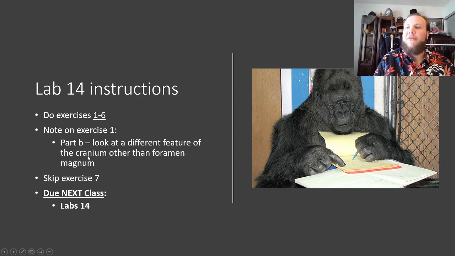Okay, so for this week, we have Lab 14. Do exercises 1 through 6, skip exercise 7, and on part B for exercise 1, look at a different feature than the foramen magnum. This will cover how to look at bipedalism in different animals, so use one of the other traits we talked about instead of the foramen magnum.